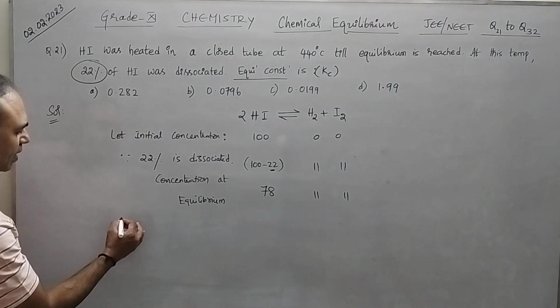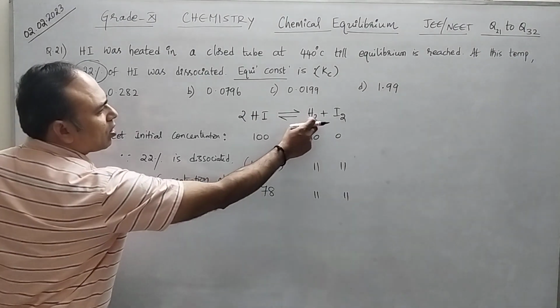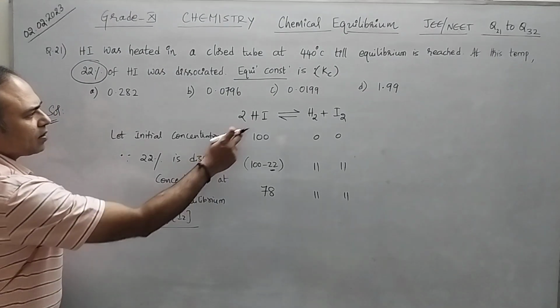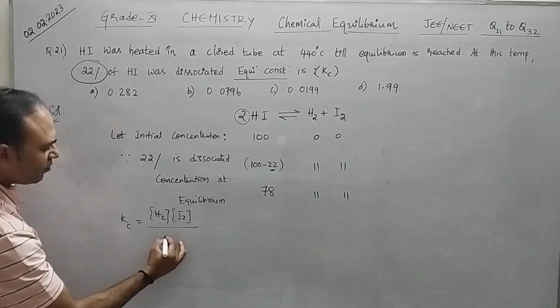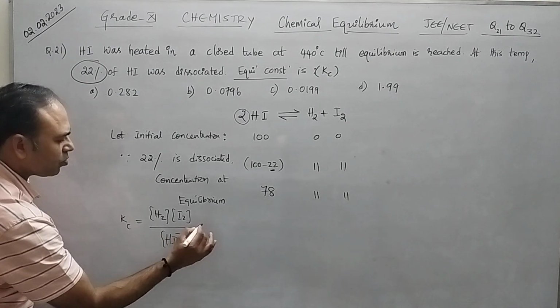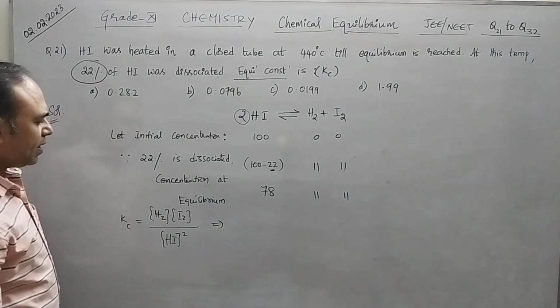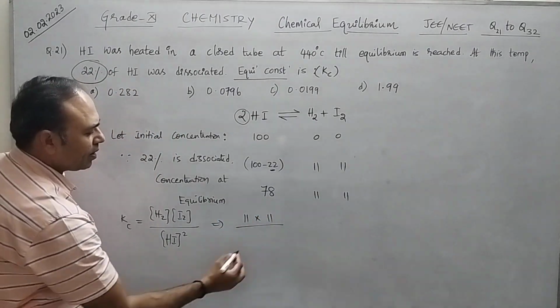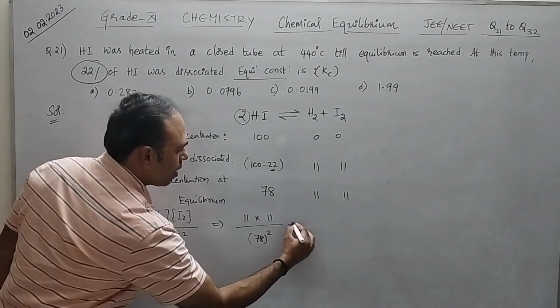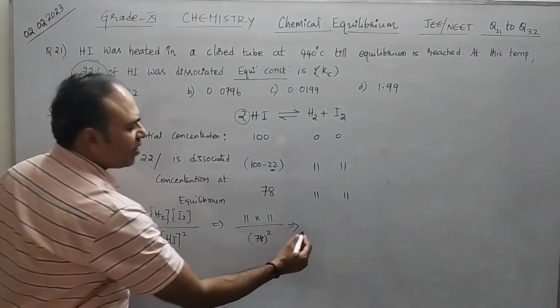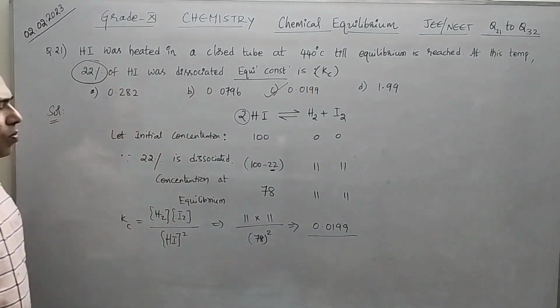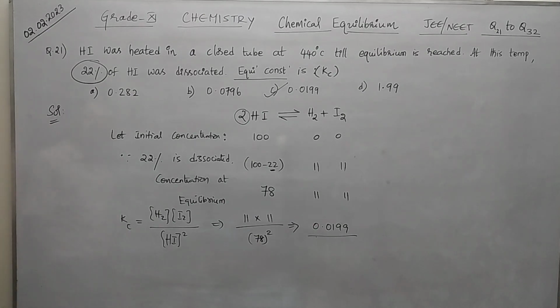So what is the formula here? Kc is equal to the concentration of products H2 into I2 divided by the reactant, here the coefficient is 2. Therefore we write it as concentration of HI square. Substitute the values here: 11 into 11 divided by 78 square. I have already calculated this and I got a value of 0.0199. So the answer is this. Hope you have understood this very simple calculation. Copy this and let's move to question number 22.